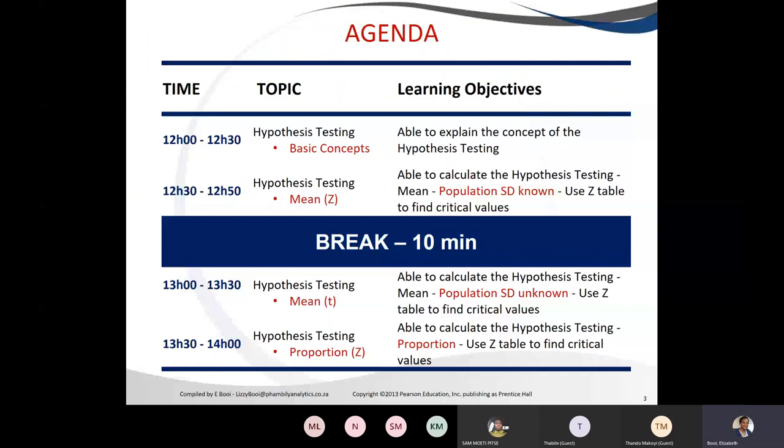We're going to look initially for the first 15 or 20 minutes at the basic concepts for hypothesis testing, because you need to understand those concepts in order to proceed and answer any question relating to hypothesis testing. Then we're going to look at hypothesis testing where the population standard deviation is known. Then we'll take a 10 minute break, come back, do where the population standard deviation is unknown, and then we'll do the proportion. Then we should be done for the day.